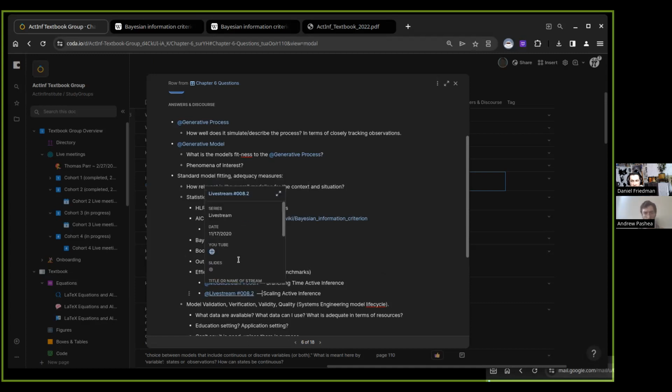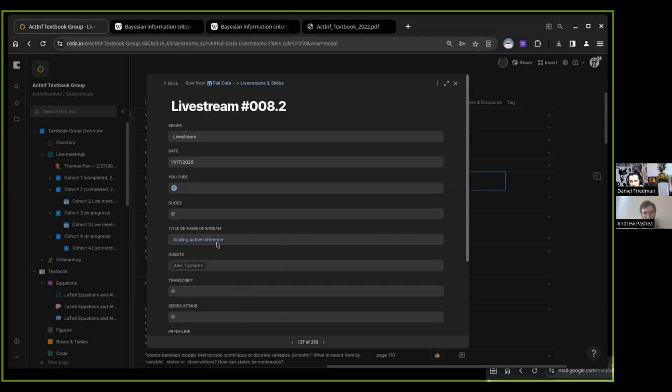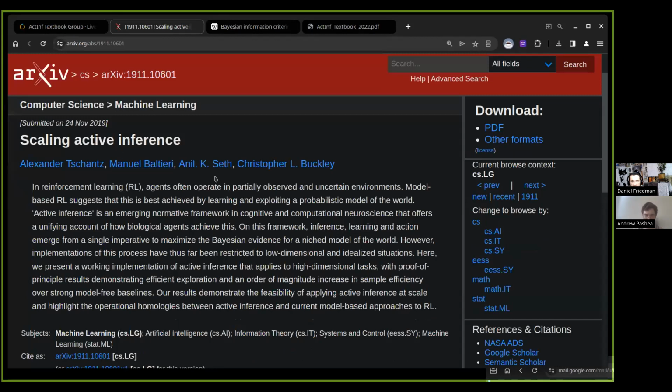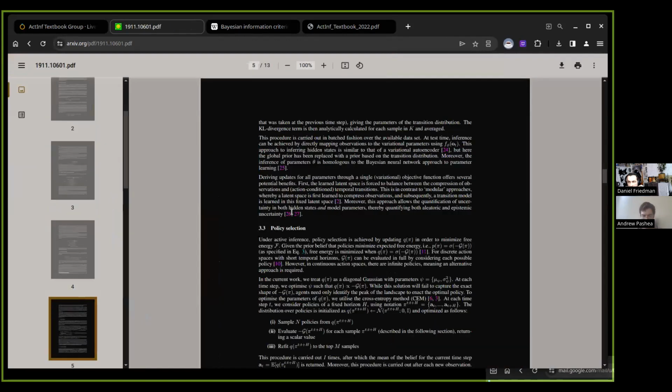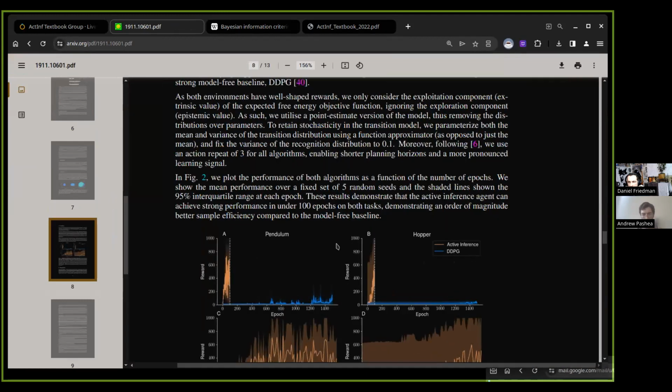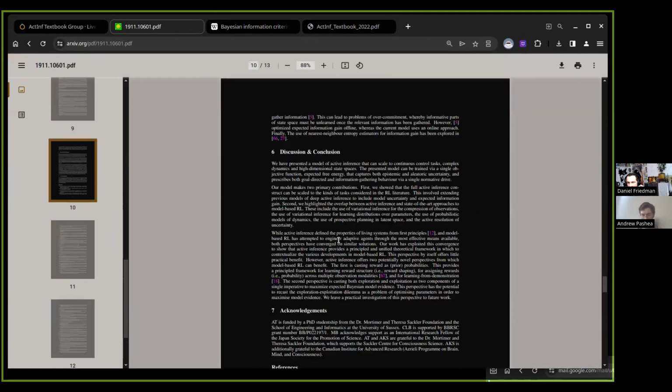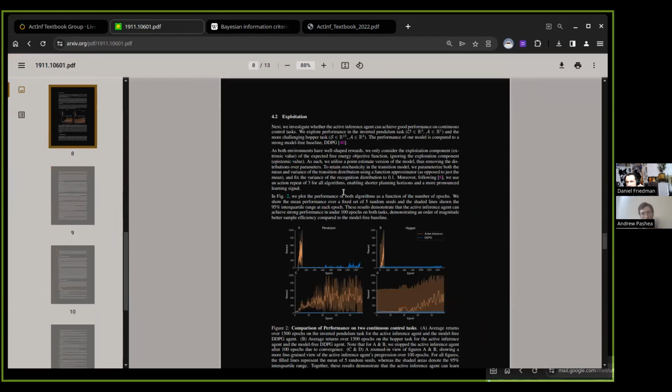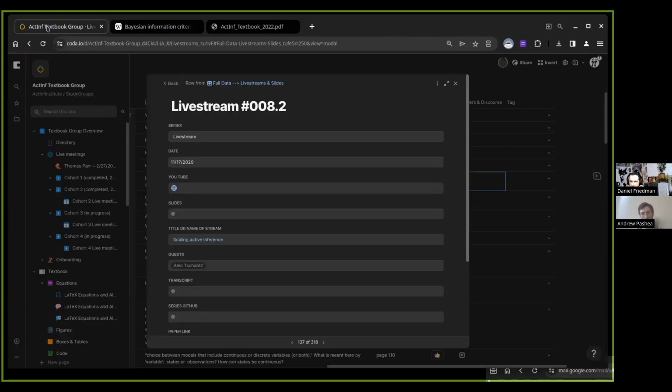The paper discussed in live stream 8, scaling active inference. Here they use several standard testing environments. I forget exactly, the pendulum, the hopper, and then maybe the mountain car, or maybe that's not this one, but they test the standard AI tests.